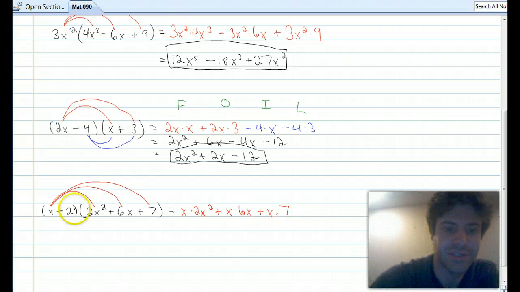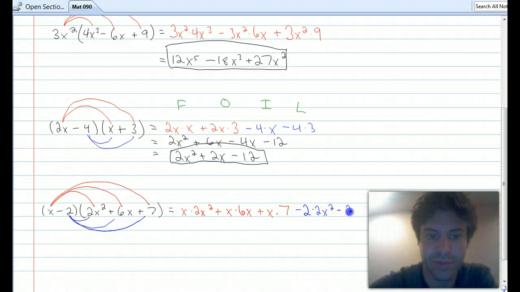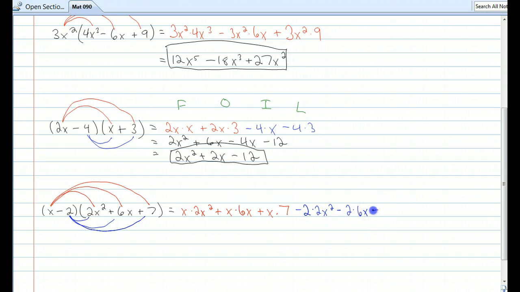Then what we do is we take our second term and distribute it through the parentheses as well. Again, keep in mind that if there's a negative on any of these terms, you have to multiply that negative in, so we have a negative on the 2. So we're going to have a negative 2 times 2x squared. We're going to have a negative 2 times 6x, and we're going to have a negative 2 times 7. We just need to multiply all this out and then combine our like terms if we have any.